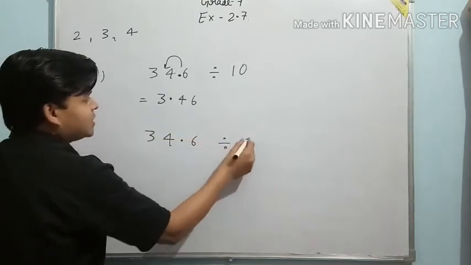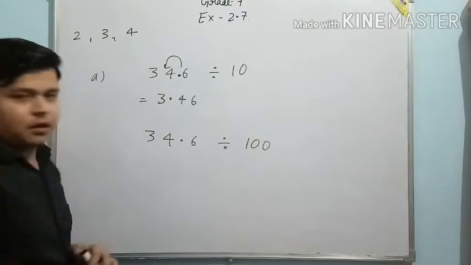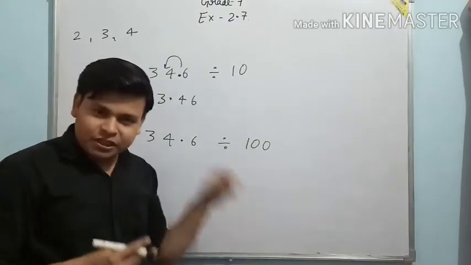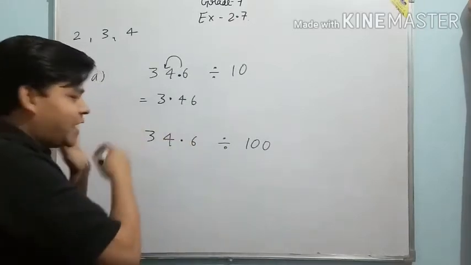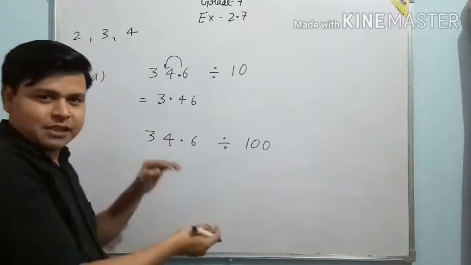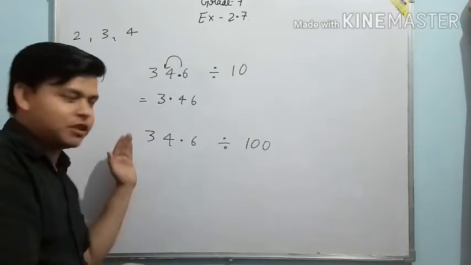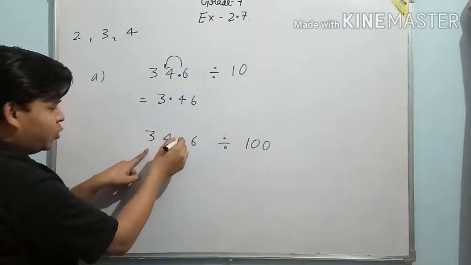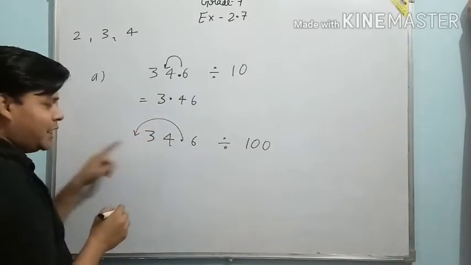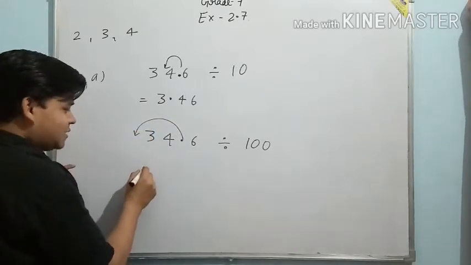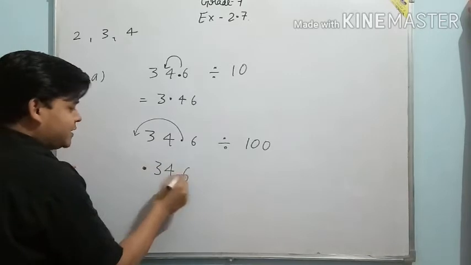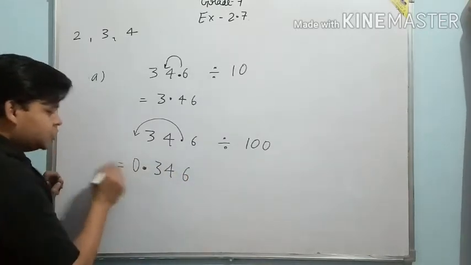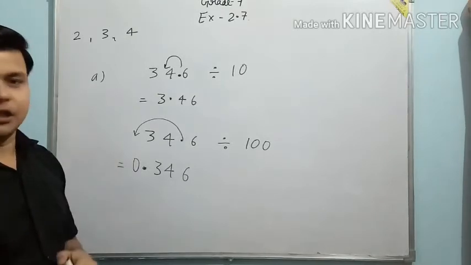Similarly, if you are dividing the same number, 3, 4 and 6, now I am dividing this number by 100. As we have 100, that means two zeros, so we will shift the decimal to the left side by 2 digits. The answer will be decimal 3, 4, 6, and before the decimal, when we don't have any digit, we always put 0. So this is your final answer.